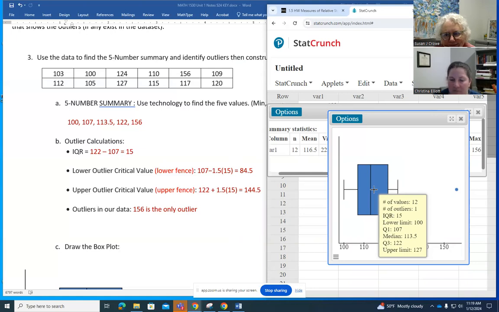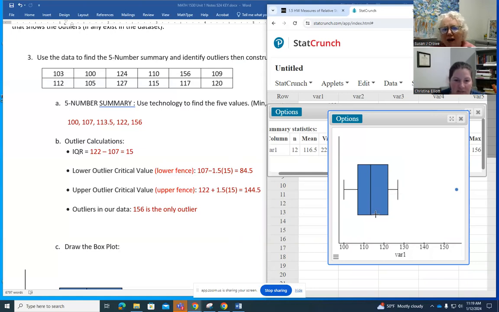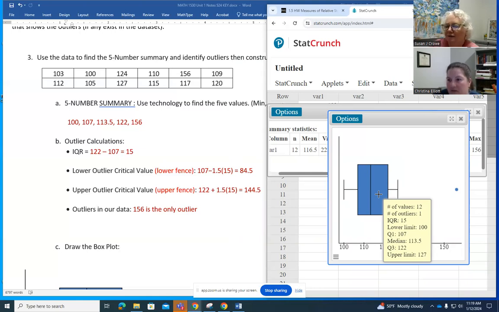And then for the upper limit. What you're saying is our data didn't even go down below 100. Right. So StatCrunch is not going to say the lower limit is 84.5. The lower limit is the lowest number you had, because we didn't get down too far. So it won't list a number there for our lower fence and our upper fence. It won't list a number that is not in the data set.